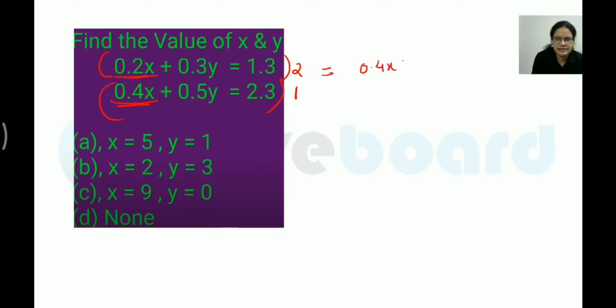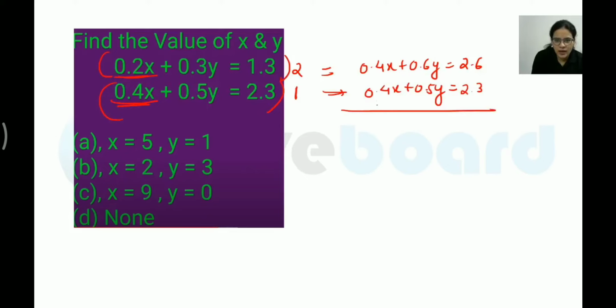0.4x, 0.6y is equal to 2.6. And here, what will you get over here? 0.4x, 0.5y, this is equal to 2.3. Now I want to cancel x, so you have to subtract. If you subtract, what will you get over here? 0.1y, this is equal to 0.3. So what would be y over here?